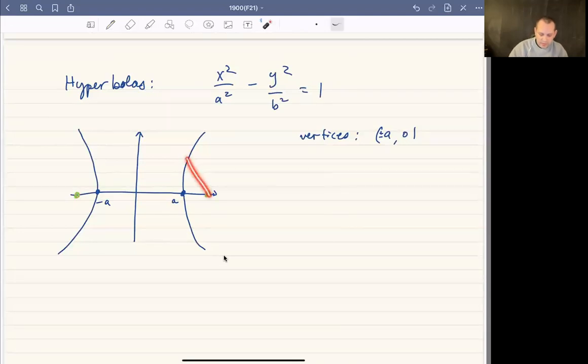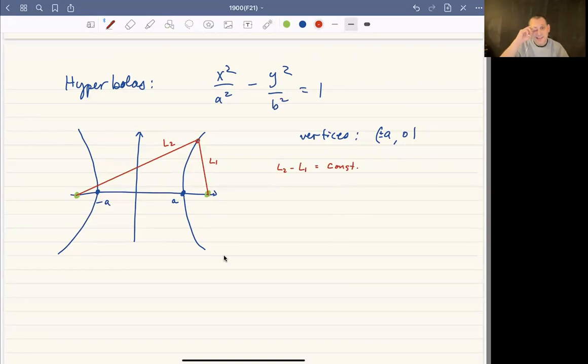So, for example, if we were to call these L1 and L2, and you were to look at L2 minus L1, that's going to be some value. Let me actually draw this with some points here, so this is a little easier to talk about. If you take this distance and that distance and call them L2 and L1, and then look at L2 minus L1, you get some certain constant. And it turns out that that's actually the defining property of the hyperbola.